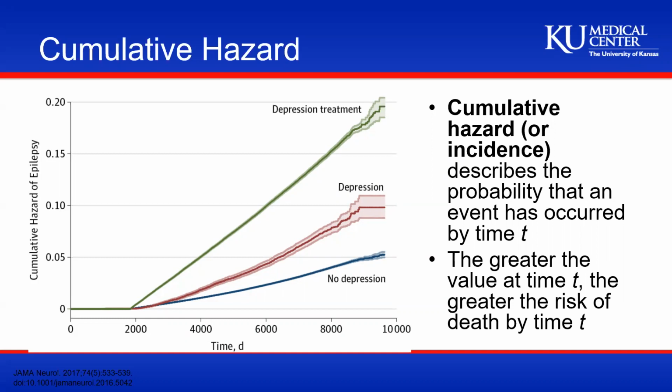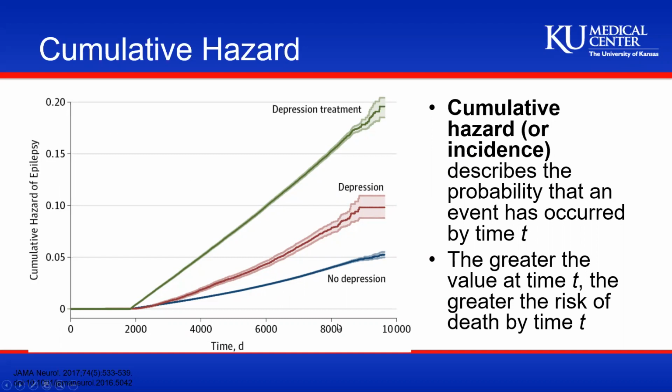The cumulative hazard describes how events are accumulating over time. So it's almost the inverse here of survival. It's conveying to the reader what fraction, if you will, of the population has had the event by a certain time. So the time axis is the same, and this is the cumulative fraction of the population who has experienced epilepsy by that time point.